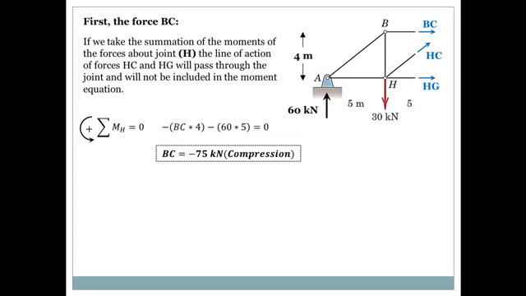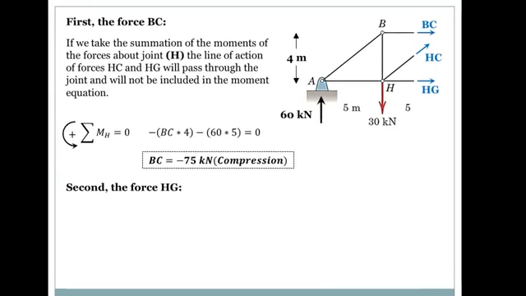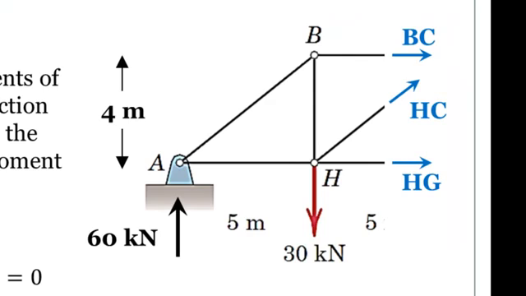And since I assumed everything to be positive if in tension, now I have a negative value, so it should be in compression. Second force, HG. Okay, so what kind of point do I want to choose for HG? I want a point that will eliminate BC and HC.